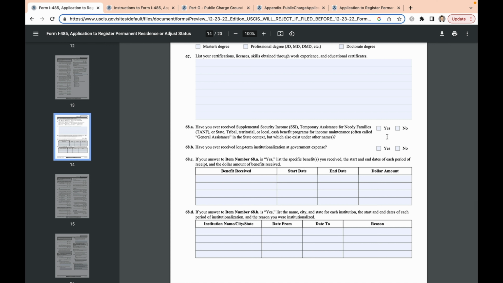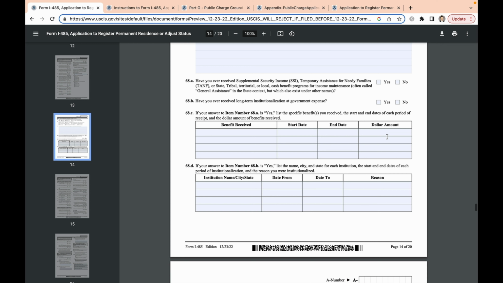The instructions state that these are issued by an educational institution or a training provider and certify that an occupation-specific program of study was completed. If applicant has received such certificates, write them down. They might be issued by occupational schools and programs. Okay. Now, 68A and B.